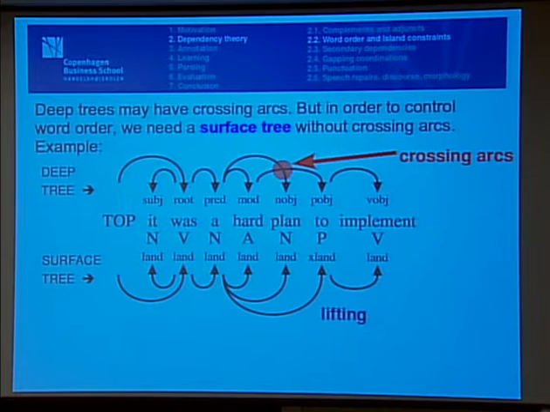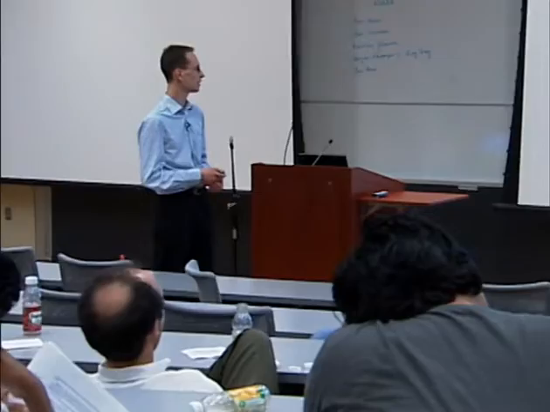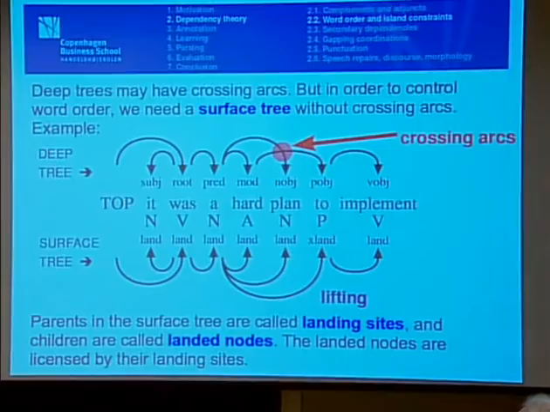When you have crossing arrows, you always take the parent that's trapped under. And you change the parent, you never change the child end of the arc, because every child has no other parent. Yes, exactly. I only change the parent by going up to a transitive parent. Right, exactly. So parents in this surface tree are called landing sites, and the children are called landed nodes. And now we have a projective structure that we can use to control word order, where the landed nodes must be licensed by the landing edges.